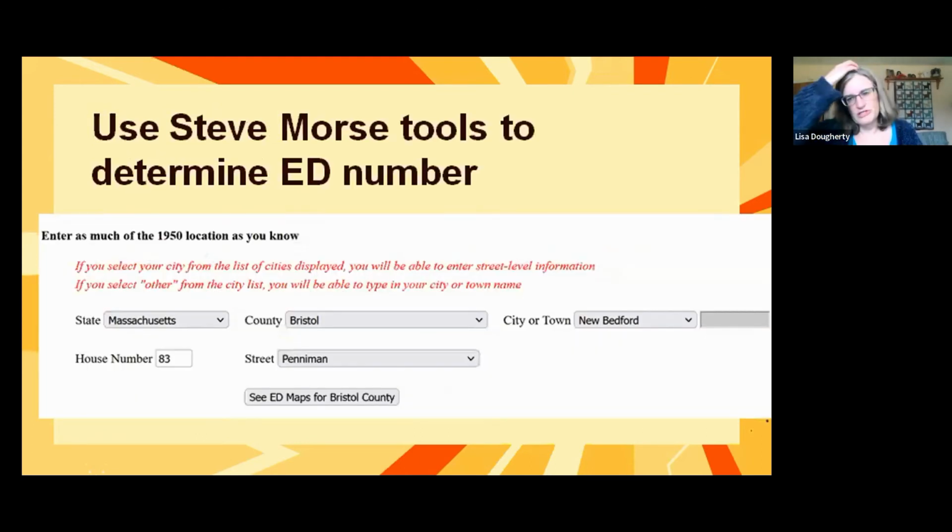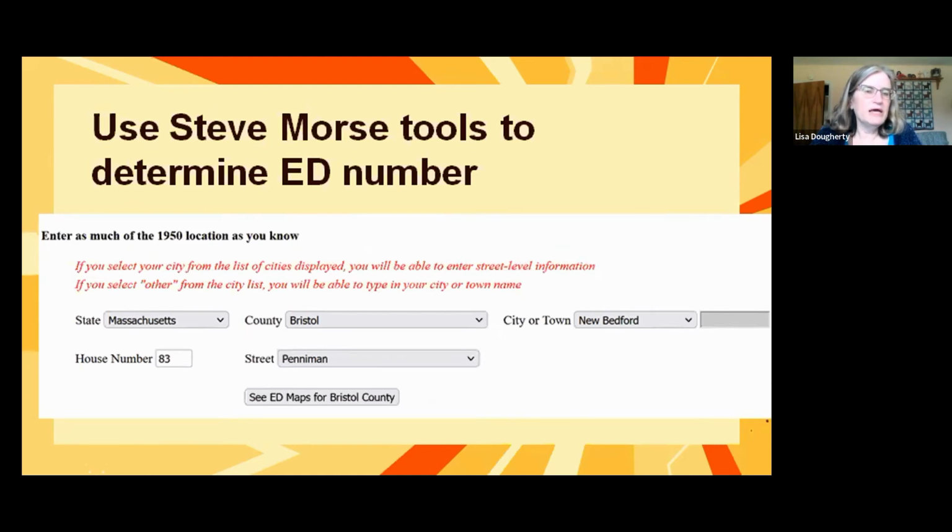So now we're going to go to the Steve Morse ED tool finder. What we're going to do is go to the utility for the 1950 census, which is plainly marked on his website. We're going to put in the state, which is Massachusetts, the county, which is Bristol, and the city or town, which is New Bedford. And then we're going to put the house number, 83, and the street name, Penniman.